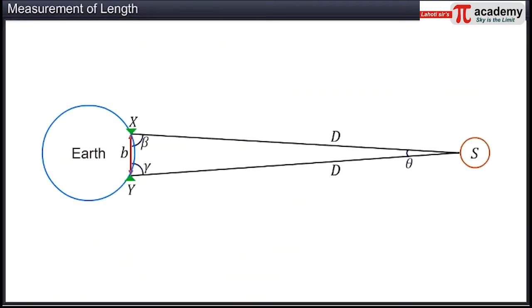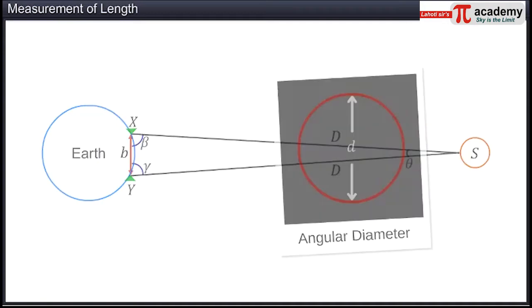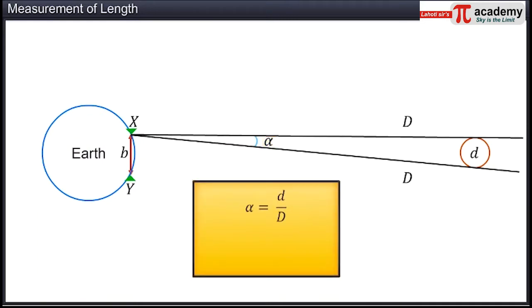As we measure the distance of a faraway planet from the Earth, we can also measure the size or angular diameter d of the planet. If d is the diameter of the planet and alpha is the angle subtended by the planet's diameter at the Earth, we have alpha equal to d by D, or d is equal to D alpha, where alpha is in radians.